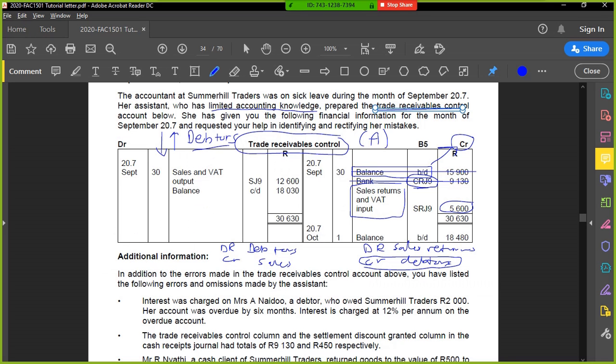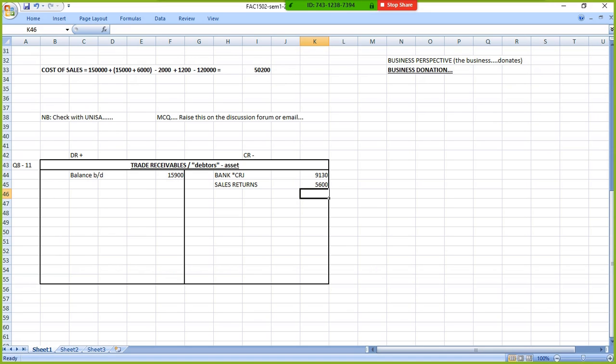What else do we have? The balance we don't need to show because the balance will have to be corrected. What do we have on this side? Sales and VAT outputs. What is this representing? Sales journal. It's an income. It should be on the credit side. Sales is an income. So shouldn't it be on the credit side? Sales will have a credit, but not VAT output. VAT.